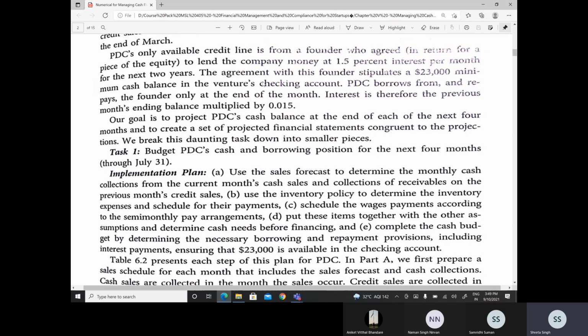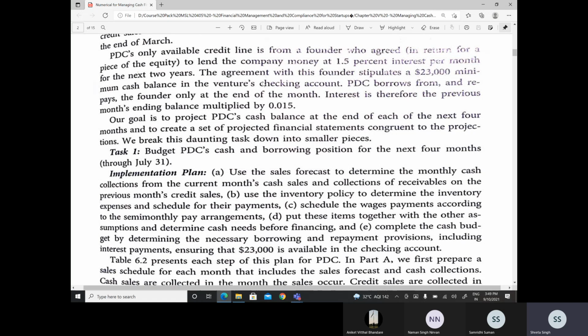Our goal is to project PDC's cash balance at the end of each of the next 4 months and to create a set of projected financial statements congruent to the projections. We break this daunting task into smaller pieces.